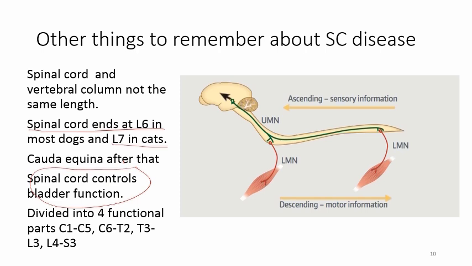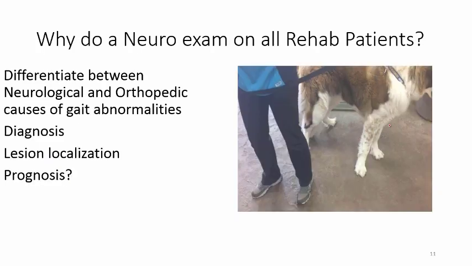But in general, our spinal cord is divided into 4 functional parts. We have C1 to C5, which is going to be up here, and that's going to be all upper motor neuron. We have C6 to T2, which is here. That's going to be lower motor neuron. Then we have T3 to L3, and that's going to go all the way from here to here. Again, that's upper motor neuron. And then anything that's after L3 is going to be lower motor neuron. We'll go over this a little more, but this will help us in trying to determine where we are in the spinal cord as far as the lesions go.